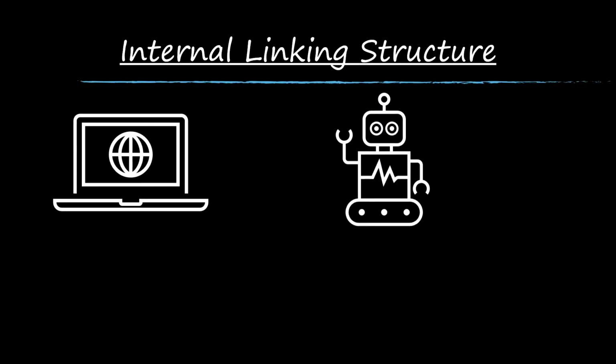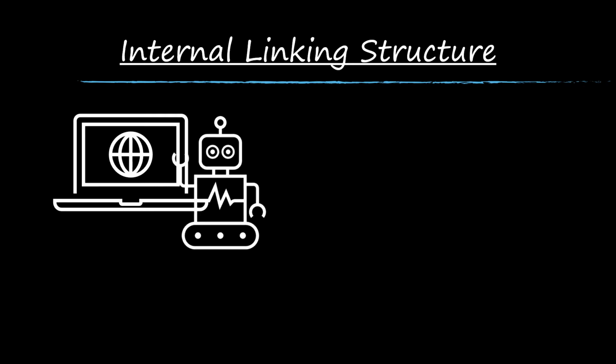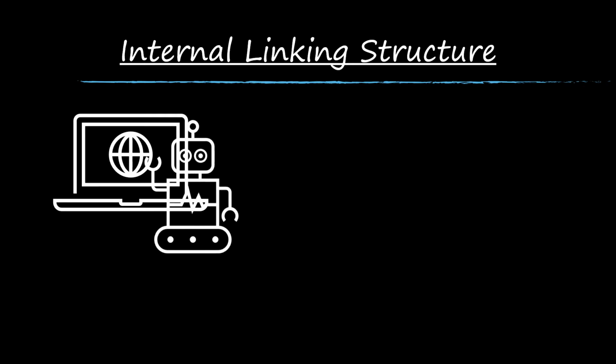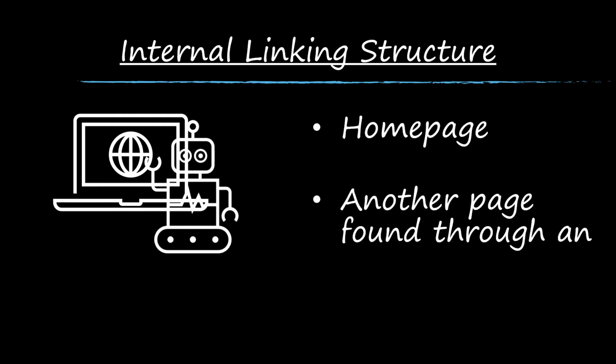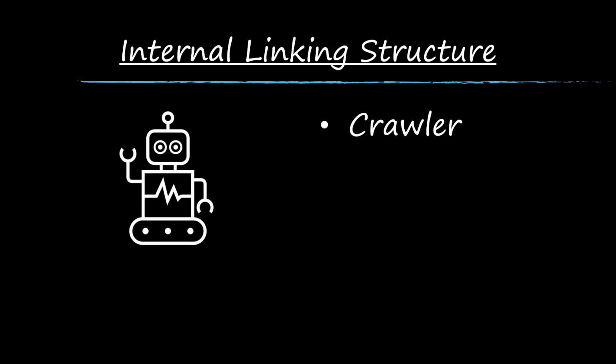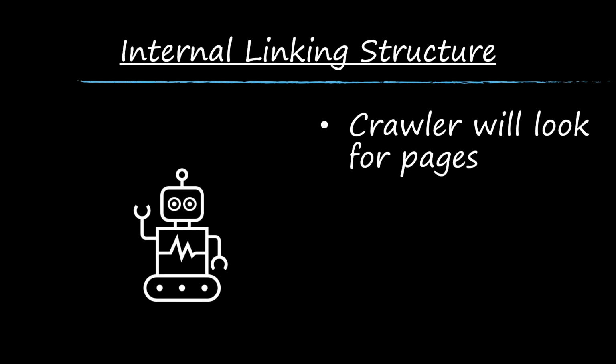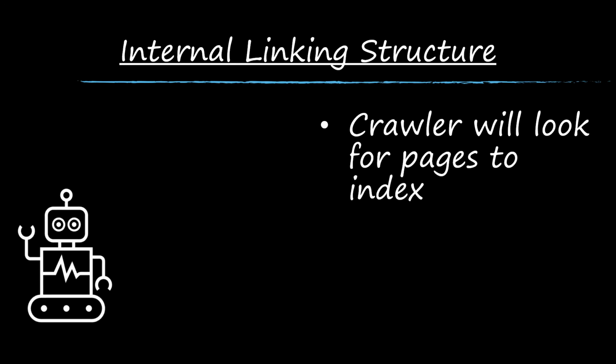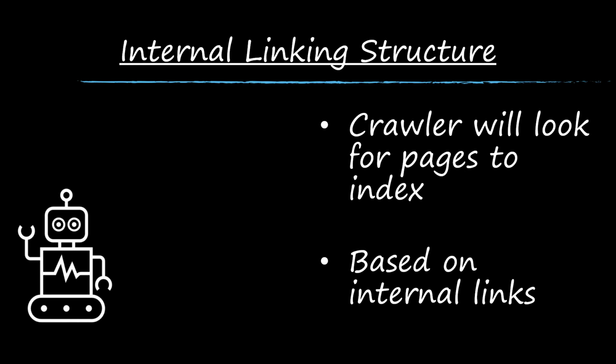What we're talking about here is internal linking structure. When Googlebot arrives at your website, it arrives at a specific page. We hope this page is your home page, but it could also be another page on your website or your client's website found through an inbound link. From here, the crawler will continue its journey, looking for pages to index based on links internally set from a specific page.